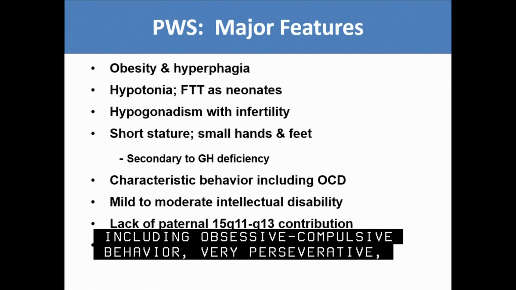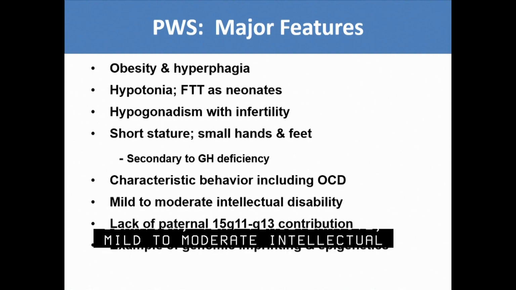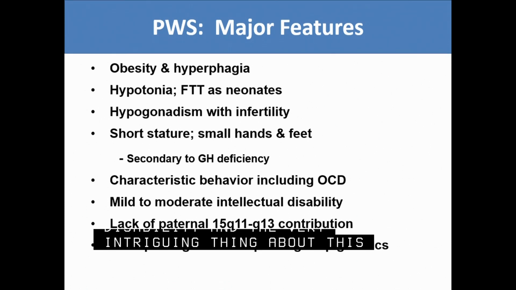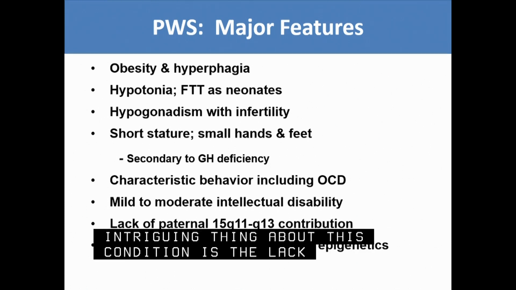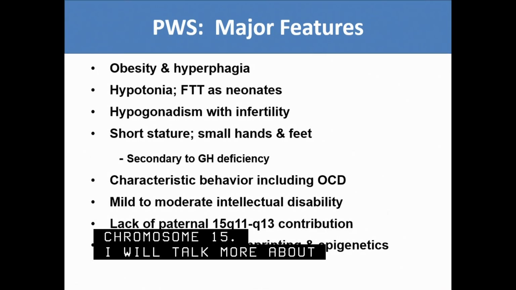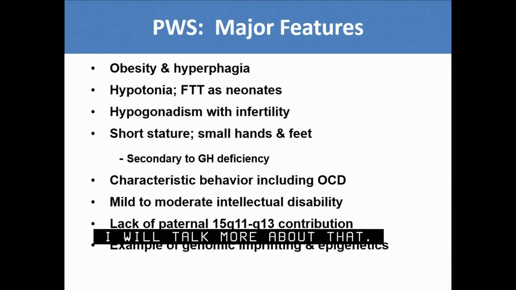And the very intriguing thing about this condition is a lack of a paternal contribution on chromosome, the proximal region of the long arm of chromosome 15, the coordinates 15q11 to q13. And I'll talk a little bit more about that. But this is an example of genomic imprinting and epigenetics.